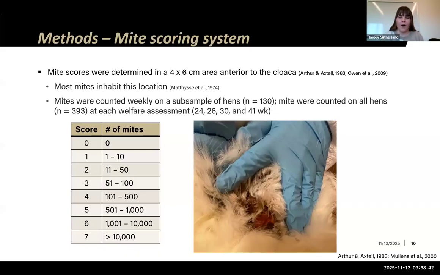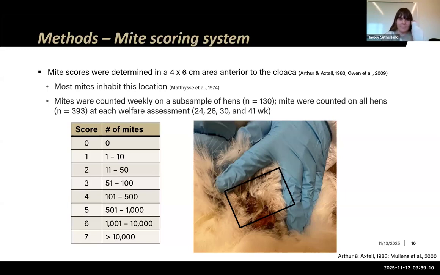So starting off with how we quantified how many mites we had, our mite scores were determined in a 4 by 6 centimeter area anterior to the cloaca, which works out to be about the size of this box. This is the location where most mites inhabit, which is why we selected it. And it's also because it takes a long time to assess the entire hen. It's about 5 minutes. And we had hundreds of hens on this trial that all needed to be counted. So we had to somewhat restrict our area of counting just for the sake of time.